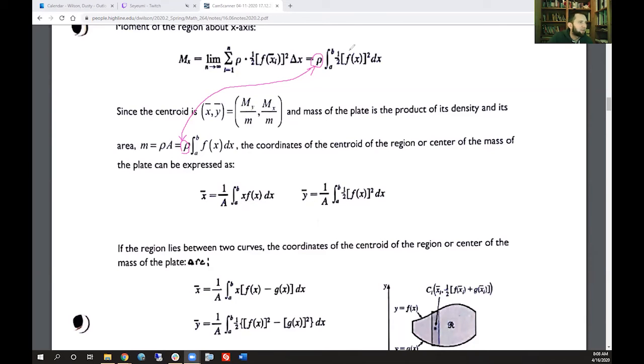The x here represents the distance from the y-axis, and y bar is equal to 1 over A times the integral from a to b of 1/2 f of x squared dx, where at least the 1/2 f of x squared is telling us something about the distance from the x-axis.